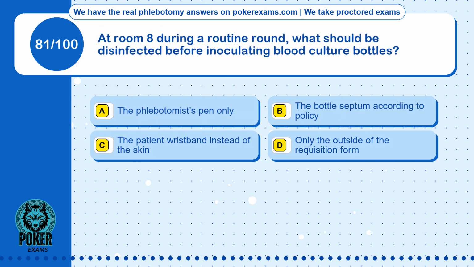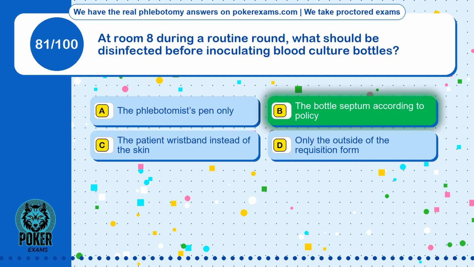Question 81. At room 8 during a routine round, what should be disinfected before inoculating blood culture bottles? Option A. The phlebotomist's pen only. Option B. The bottle septum according to policy. Option C. The patient wristband instead of the skin. Option D. Only the outside of the requisition form.